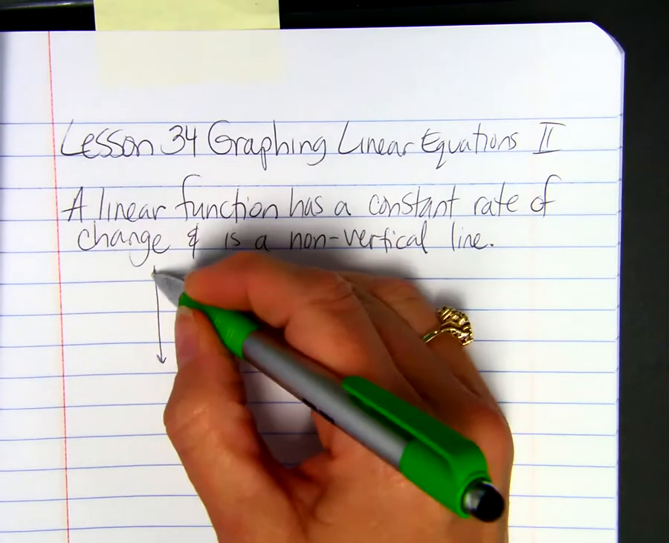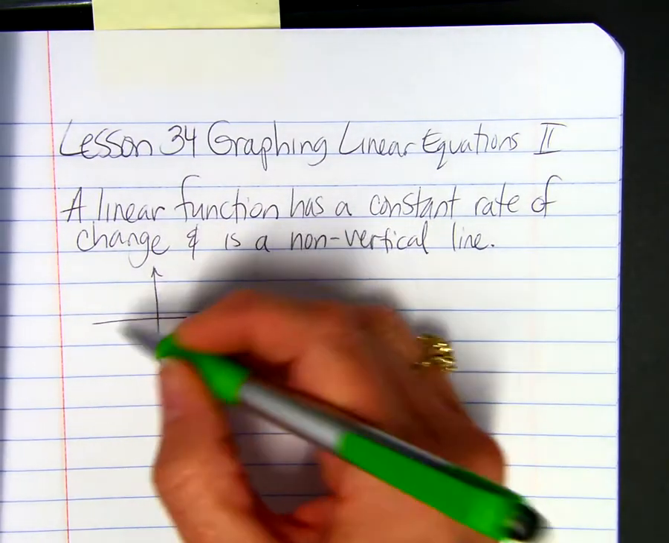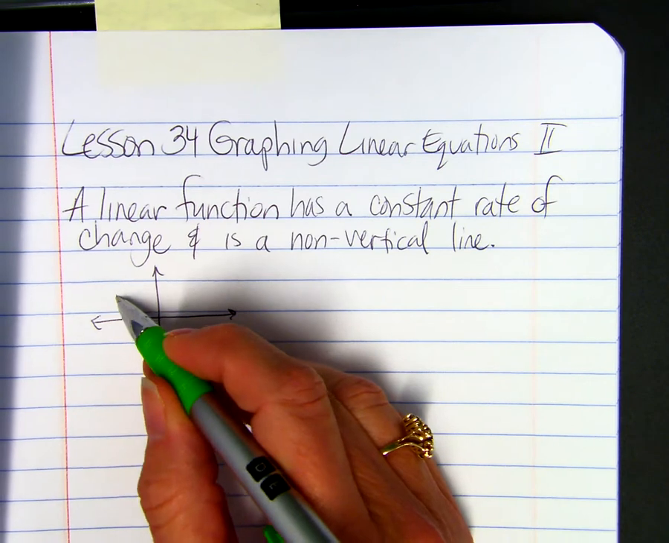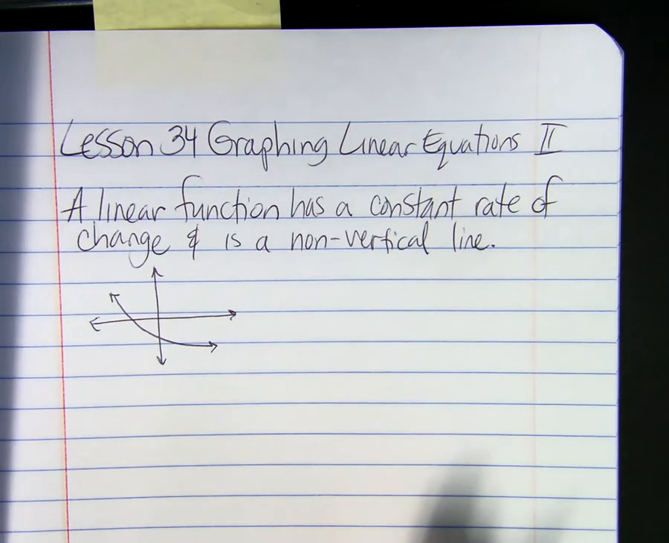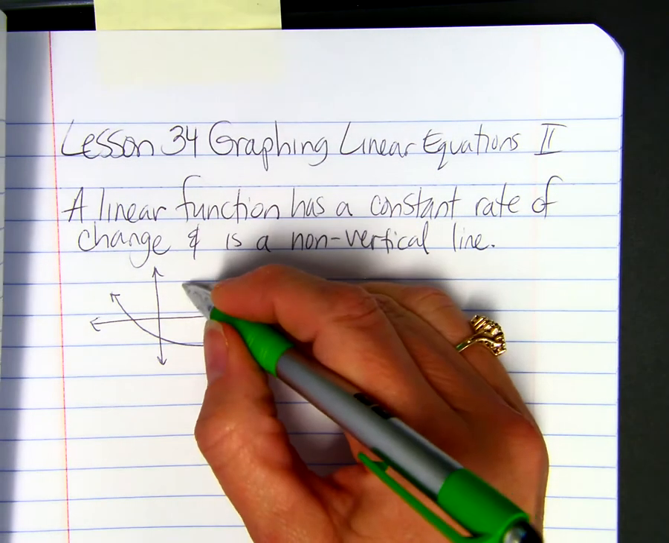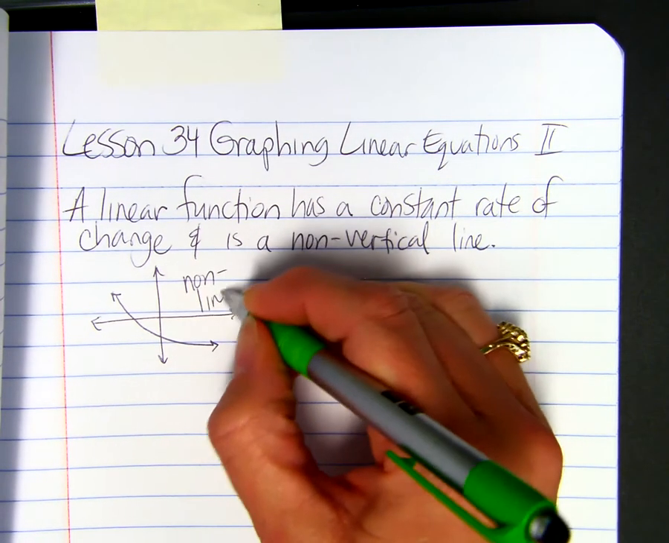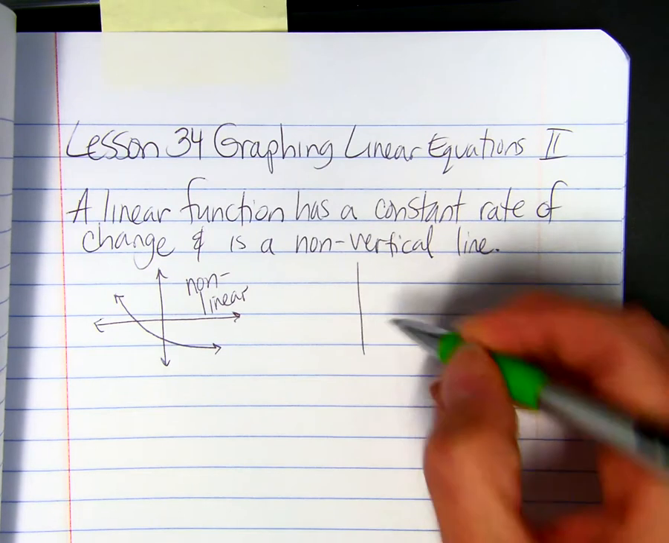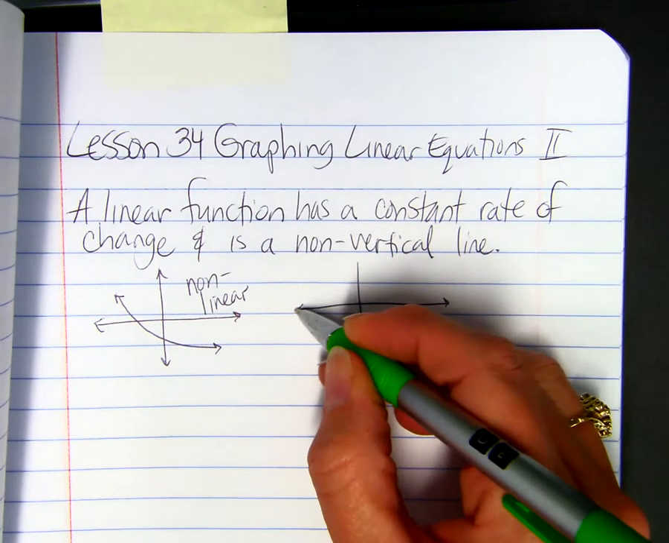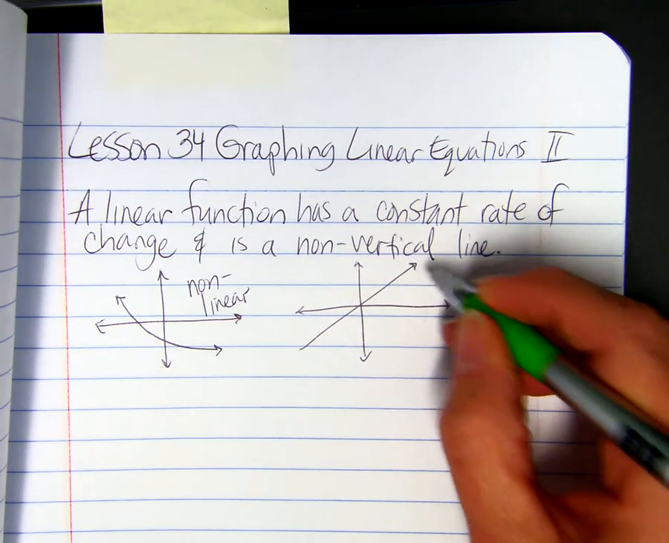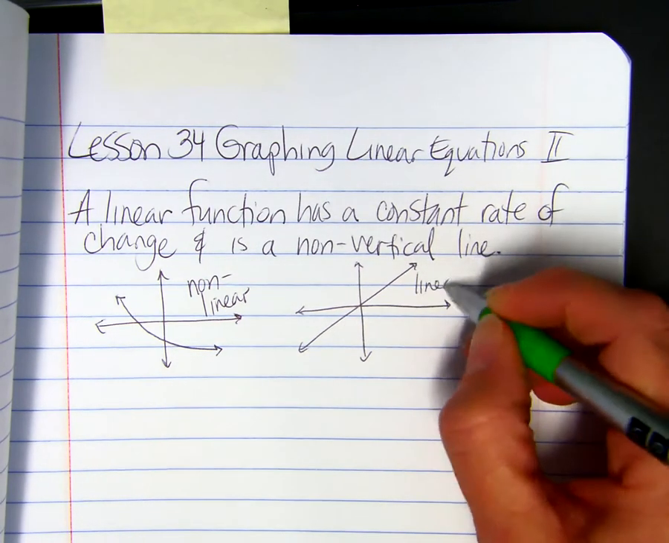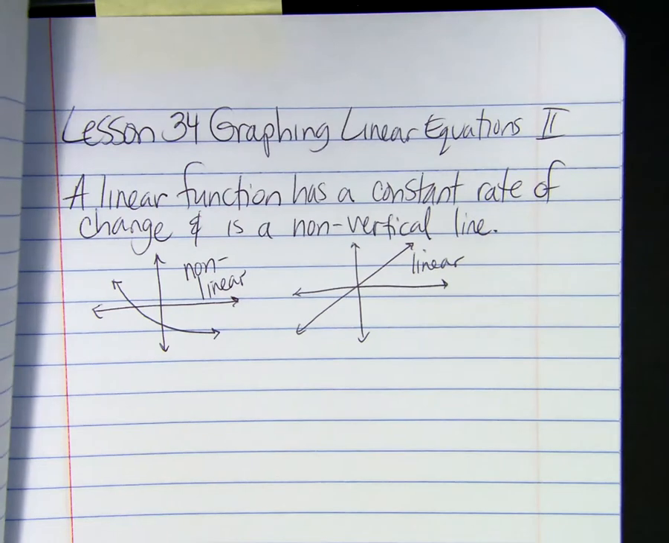So when we see a graph that has a little bit of a curve to it, say like that, this is still a function. It passes the vertical line test, but it is non-linear. And then if you had just a straight line, this one is considered linear because it's not vertical.